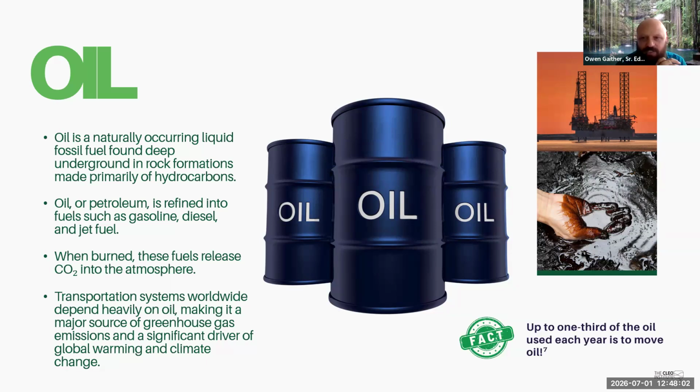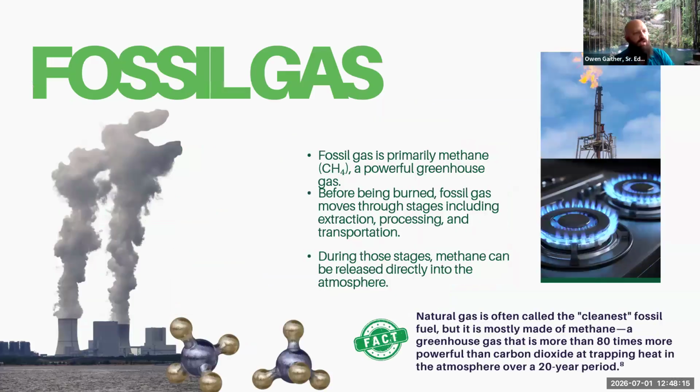It's pretty disheartening. So what is fossil gas used for, folks? And how does it contribute to extreme carbon disruptions? That's right. So let's go ahead and get in here. Fossil gas is primarily methane. So methane's an interesting thing because it's much more powerful of a greenhouse gas than CO2 is, something like 80 times more powerful. So before being burned, fossil gas moves through stages including extraction, processing, and transportation, all giving it opportunities to leak out directly into the atmosphere.